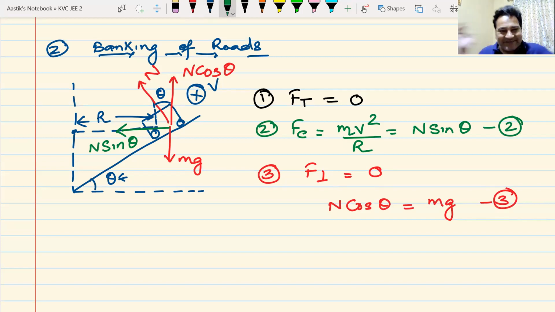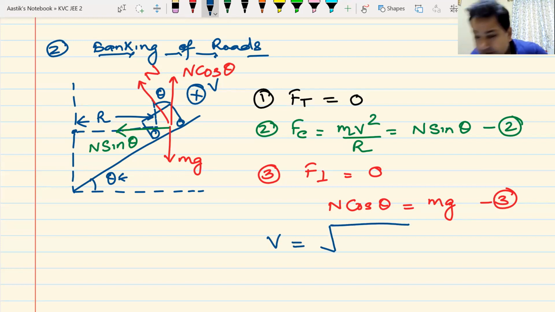You can simply divide them and get me the value of v. Small task. You are good enough to do this task, so I'll not take much time and I'll just write the value of v. v will be equal to... 1 second, 5 seconds. Can anyone tell me what is v? Root over what?